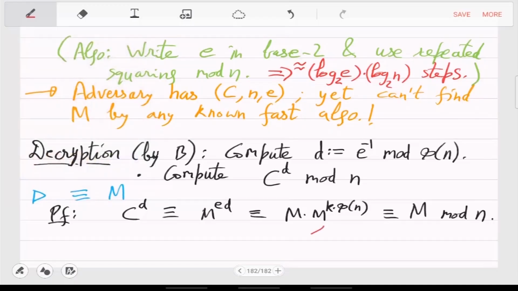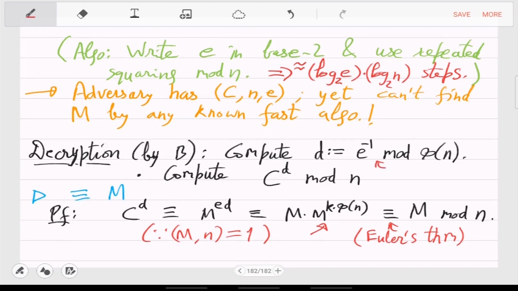So let's just use Euler's theorem here and you get mod n. So since m and n are co-prime, and then we are applying Euler's theorem. And E inverse is Euclid's GCD.